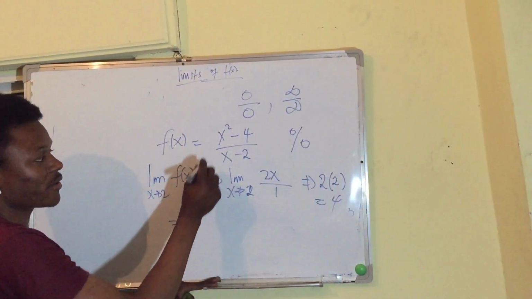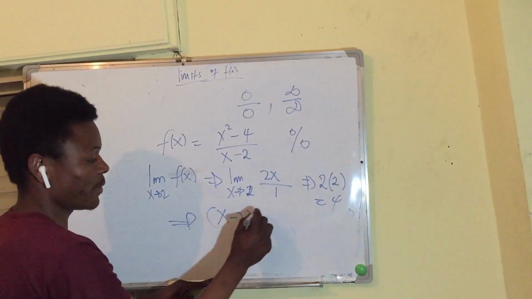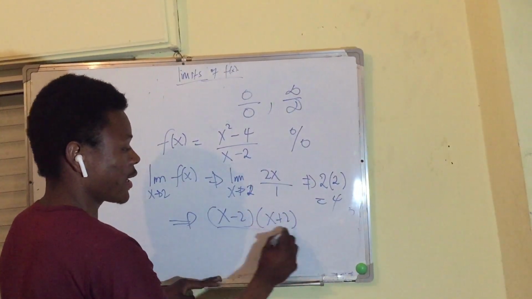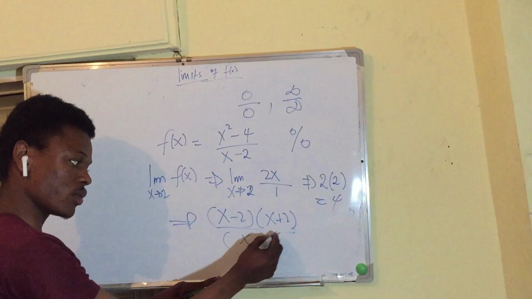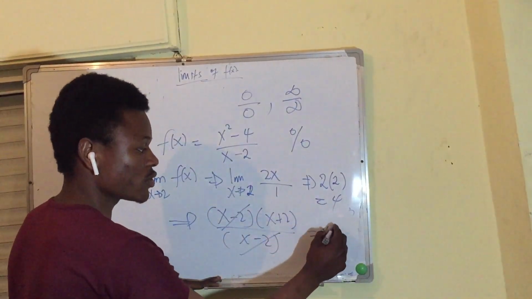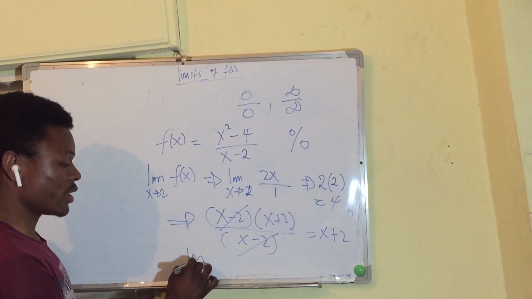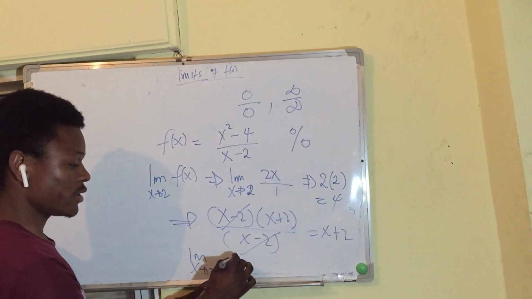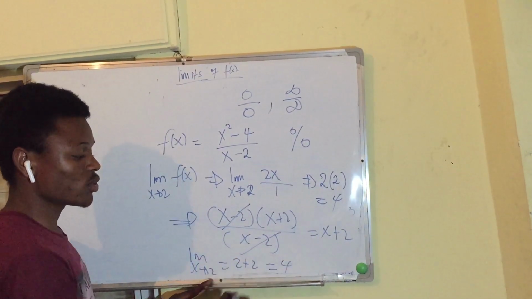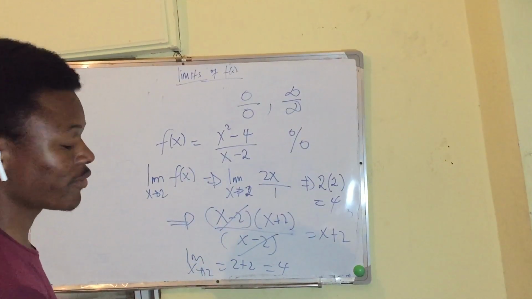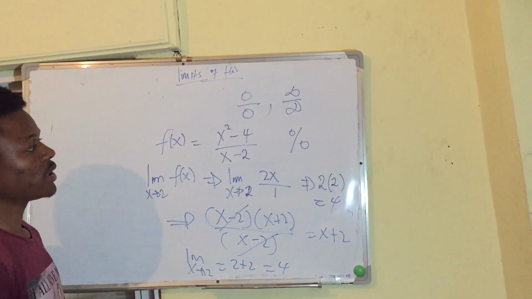Another way to do this is to factorize the numerator, as we did earlier, and divide by x minus 2. You can cancel this, and you have x plus 2. Now apply the limit as x goes to 2. You have 2 plus 2, that is 4. So the limit exists and it is equal to 4. Alright?